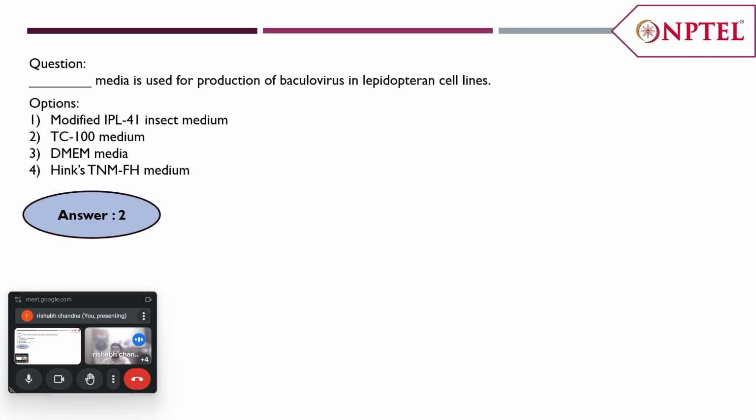So the correct answer is option number two, that is TC100 medium. This medium is specific for the growth of Lepidopteran cell lines. That's why it is mentioned that it is basically used for baculovirus production specifically. Okay, so this is a fact.